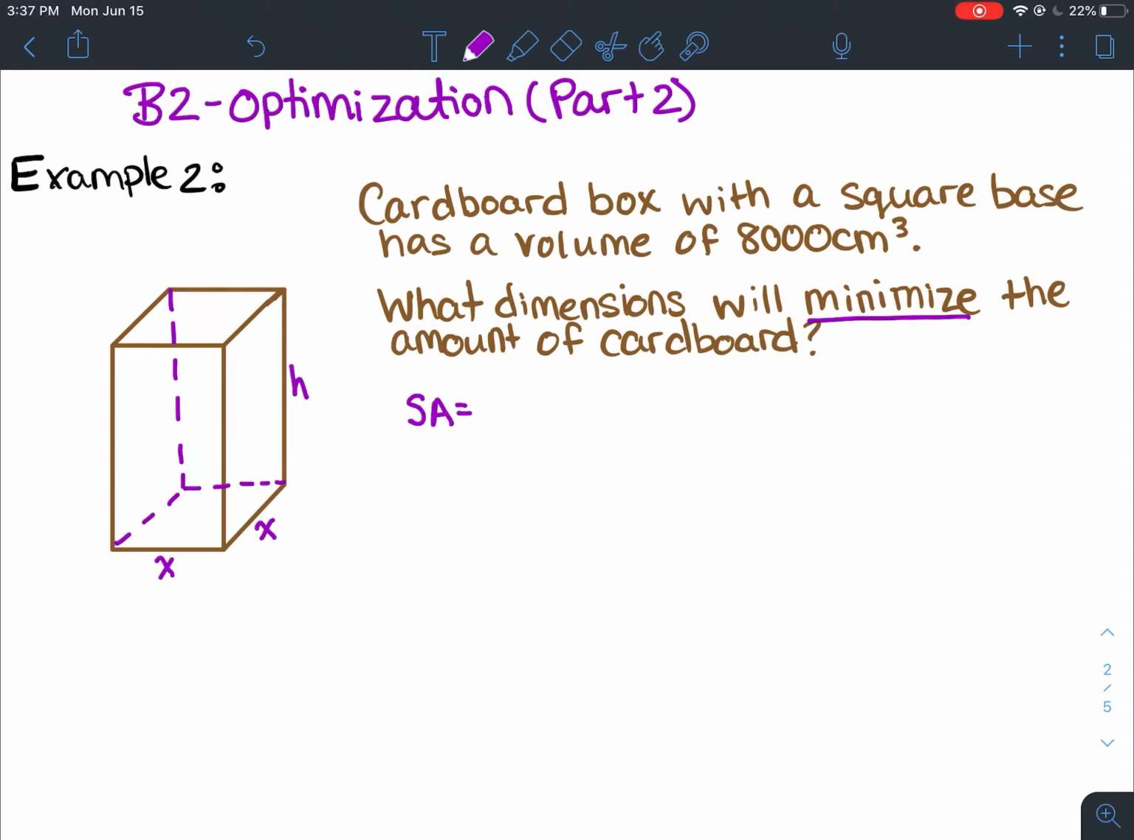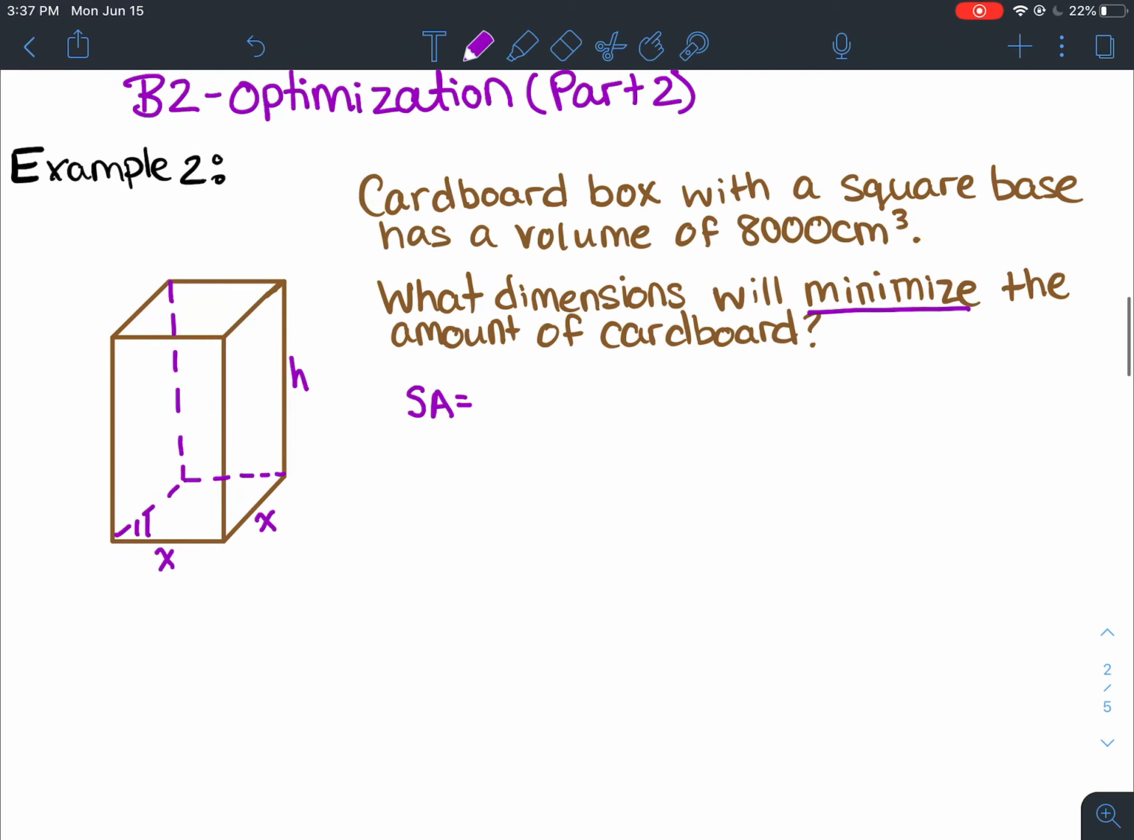Okay, so surface area. So how do we find surface area of a cardboard box? Okay, so let's just go through. We've got 6 sides to this cardboard box. So the top and the bottom are going to be length times width. So the top and the bottom, like this guy and this guy, the area of those two are going to be x times x. So that's x squared. And we have 2 of them, so I'm going to write that as 2x squared.